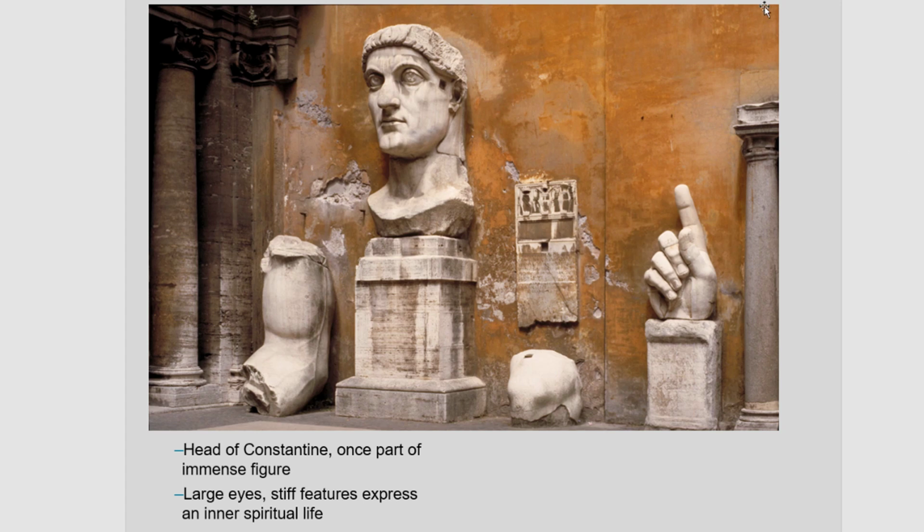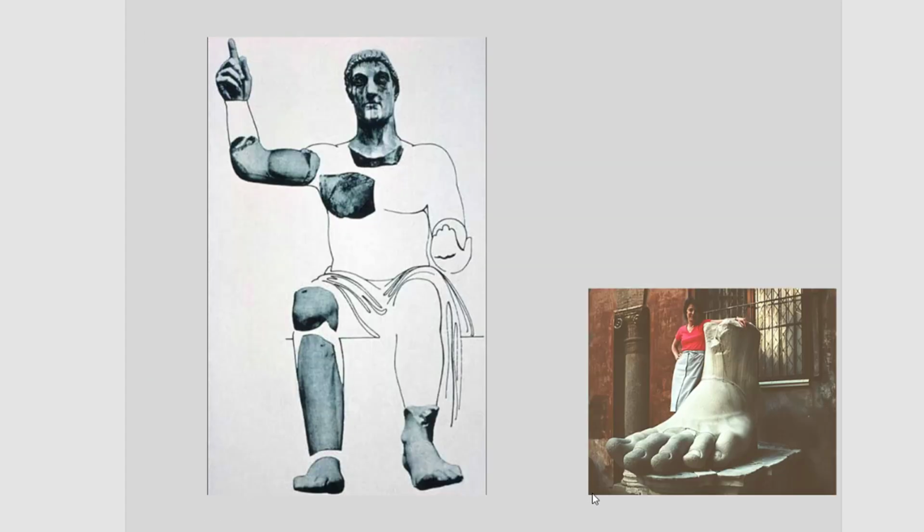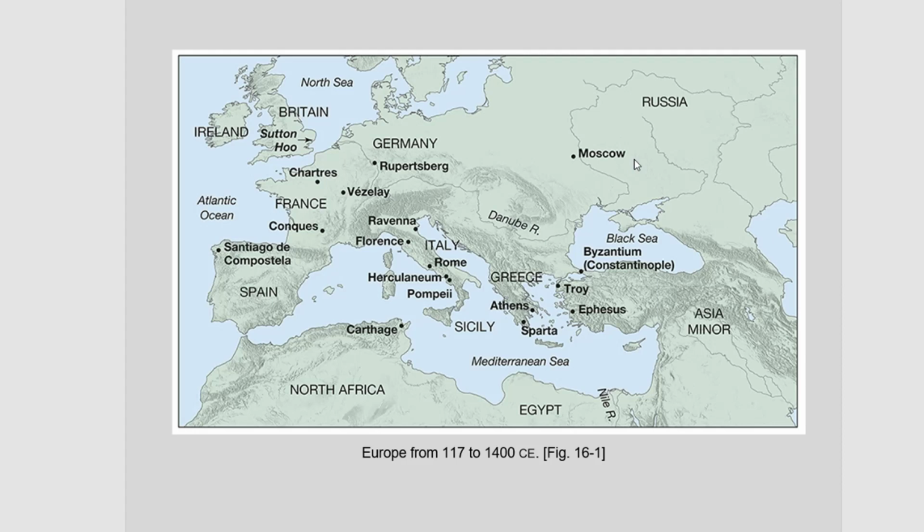Here's the head of Constantine, which was once part of an immense figure. The look is totally different. It's a strange head. It's not realistic. It's not naturalistic. It's not classical, right? These large eyes, stiff features. And this is, again, to point out this idea of the spiritual self. Here's an estimation of what it used to look like, and the comparison size. So this is about human height, this foot, and then this colossus of Constantine. Thick, if nothing else, and strange sort of heads, and that's because that's what mattered.